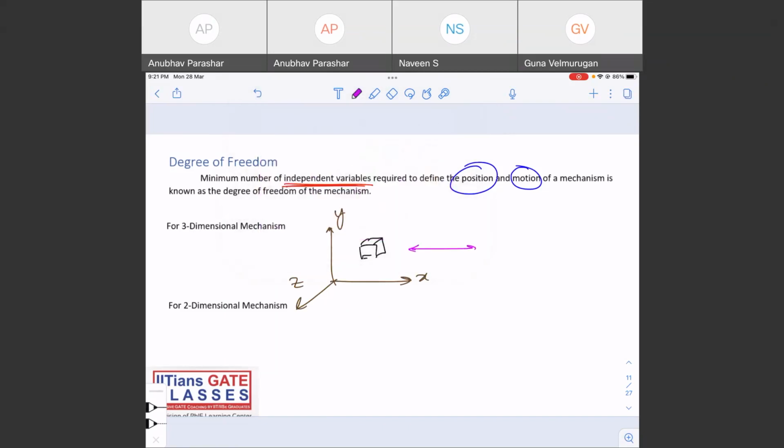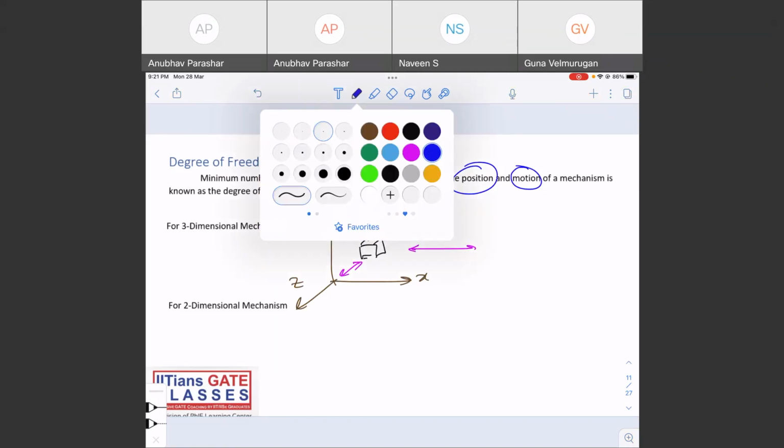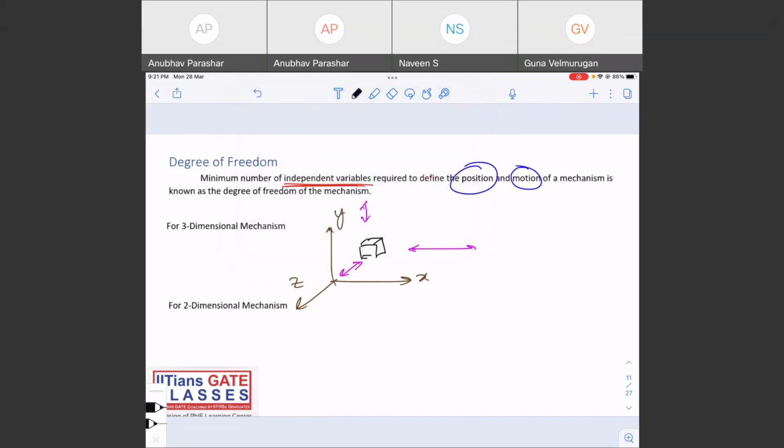There can be motion in X direction, motion in Y direction, motion in Z direction. Right? Plus, there can be linear motion in X, linear motion in Y, linear motion in Z. Then what you can have is rotational motion about x-axis, rotational motion about y-axis, and rotational motion about z-axis. So in total, for a three-dimensional mechanism, the maximum degree of freedom is 6.